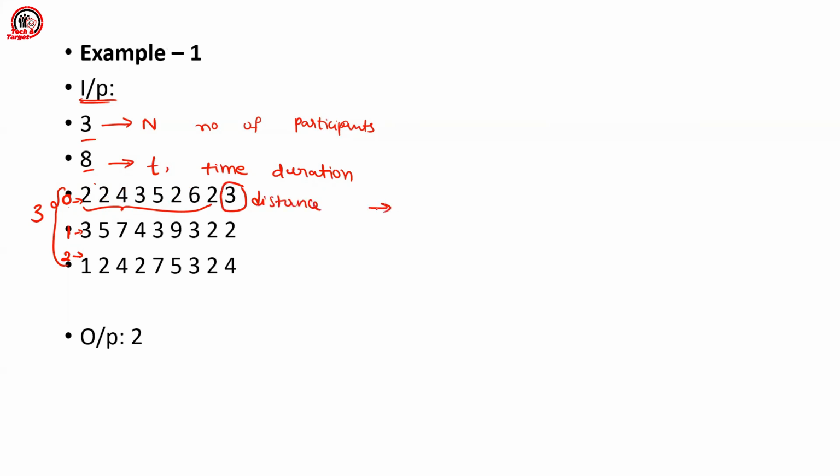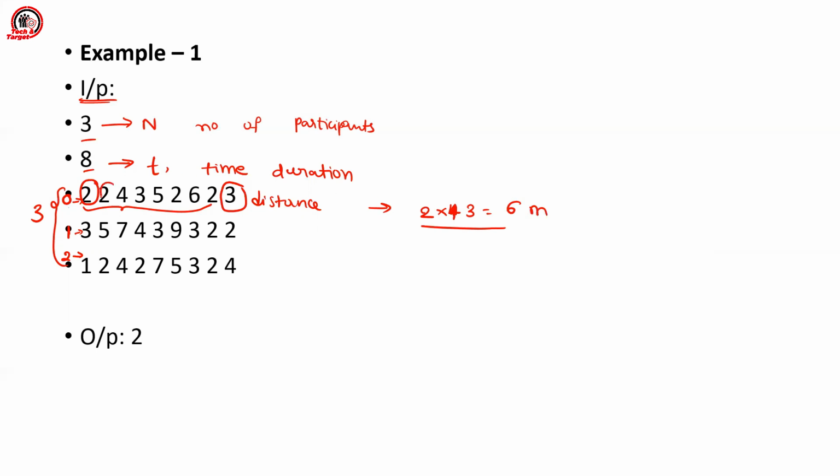Now after 1 second, this person will move 2 steps, and the distance of each step is 3, right? In this case, it is 3. So 2 into 3 will be 6. So after 1 second, he will move 6 meters.